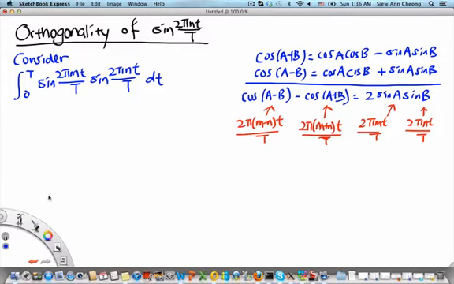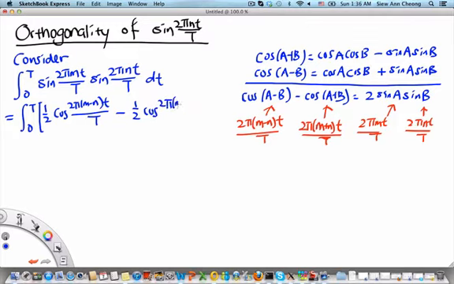Now, let us make use of this result to evaluate the integral. We find that the integral from 0 to T will become 1/2, and let's put a square bracket around the integrand: 1/2 cosine 2 pi (m minus n)t over capital T minus 1/2 cosine 2 pi (m plus n)t over capital T, and then dt. So both of these are simple trigonometric functions. It's a simple cosine, so when we integrate it, we will get a sine.